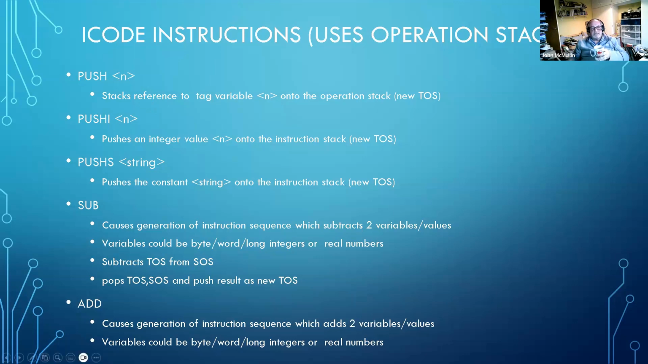Push I just pushes an integer value onto the stack, this really operation stack or instruction stack. So that means that if I did a push I and then asval, it says that that integer value is going to be assigned to that parameter. For pushing strings, push S. For sub, just subtract variables, and add for adding.